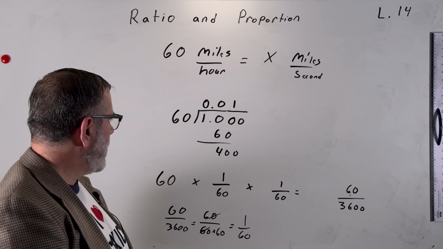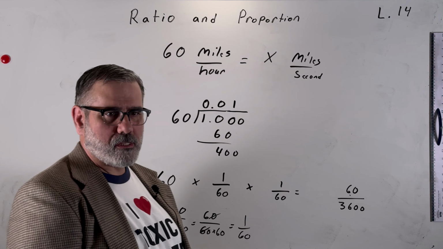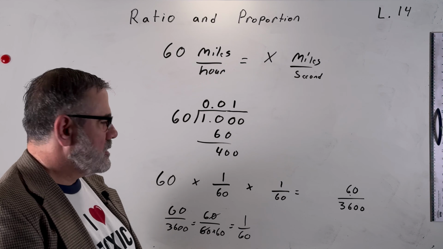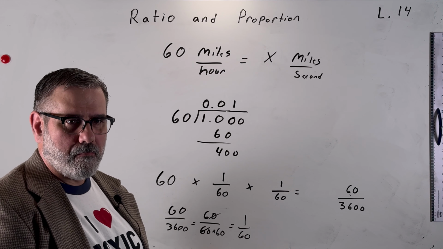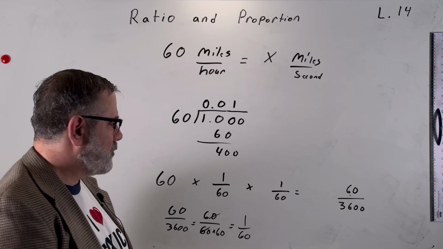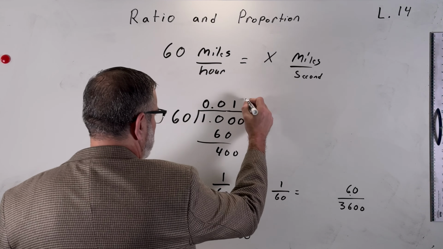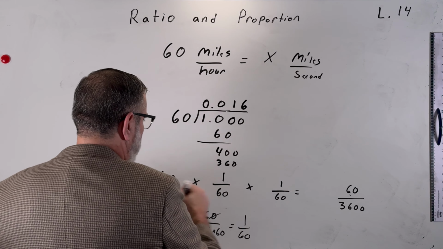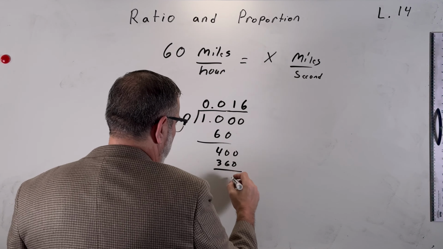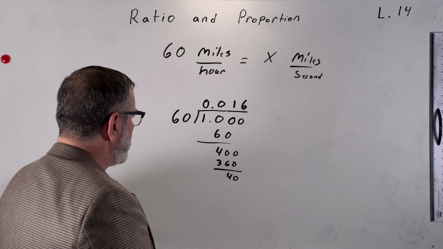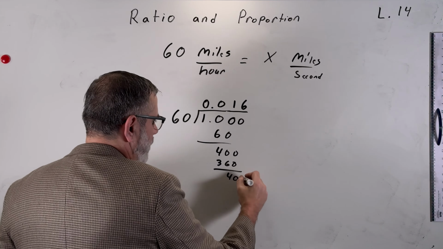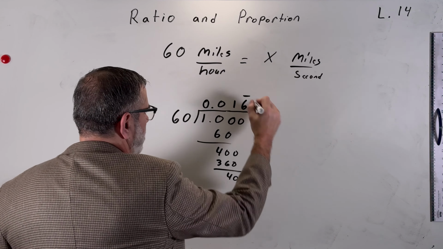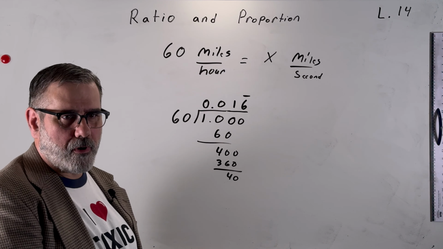What about 60 times 6? That's 360. And 60 times 7 would be, 6 times 7 is 42. That's 420. So we've gone over, so we can get 6. 6 times 60 is 360. And 400 minus 360 is 40. And we see we've got one of those recurring loops again. I could drop down another 0, and I'd be dividing 60 into 400 again, wouldn't I? So I'll just put a little bar over the 6 to mean that it repeats forever.